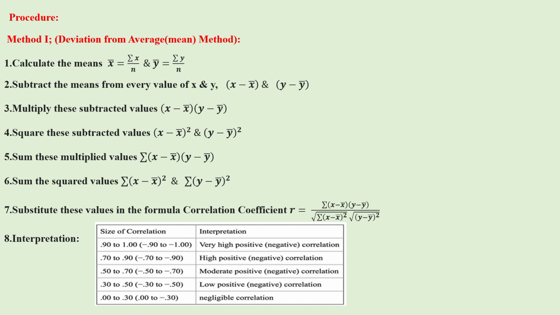From this range, 0.9 to 1 is very high positive. If it is negative, then very high negative. 0.7 to 0.9, high positive. Minus 0.7 to minus 0.9 means high negative. 0.5 to 0.7, moderate positive. Similarly for the negative, it will be minus. 0.3 to 0.5, low positive. If it is in the minus, low negative. 0 to 0.3, negligible correlation. So there is no correlation, almost both are the same.